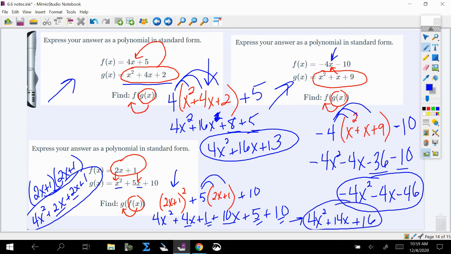So that is how I compose functions inside of functions. It does help if you have a second color or something that you can circle to show that that entire function is taking the place. When you put an entire function into another function, keep it in parentheses. That will remind you that there's going to be distributing or FOILing or combining that has to happen. And that's the end of 6.6, all of the composition stuff that you'll be asked to do.